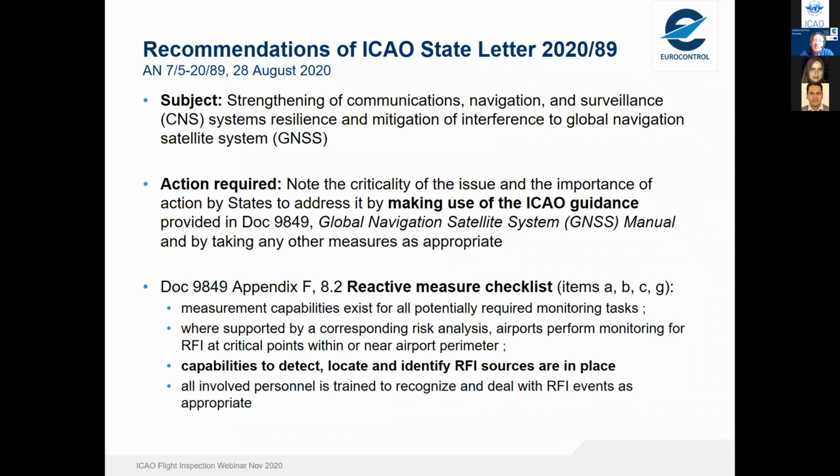In some cases, it may also make sense to do ground-based monitoring around airports. And then, of course, capabilities to detect, locate, and identify interference sources. There, it is very useful to have an aircraft capability. And then, of course, to have people trained to actually recognize and deal with such events. So those are some of the recommendations that are being put forth with the state letter.